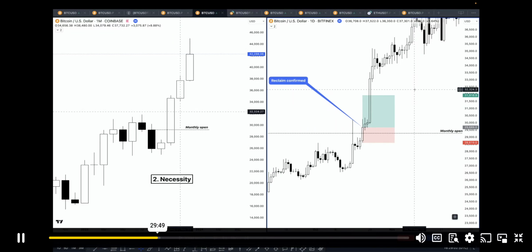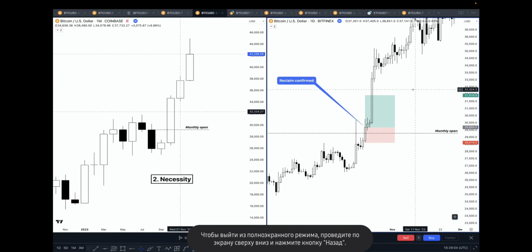Can take that further, right? So, necessity. You can't just look at a high time frame. You can't just look at one chart. Not if you're trying to trade on a level that requires some invalidation below.